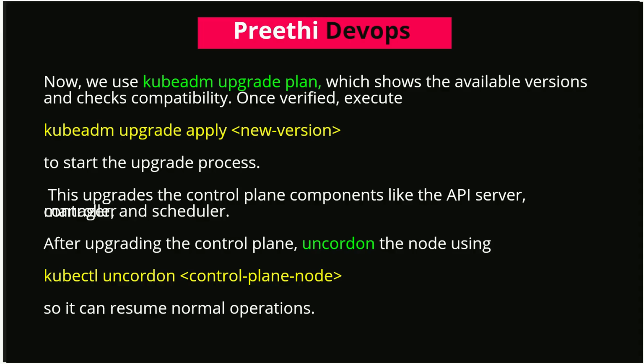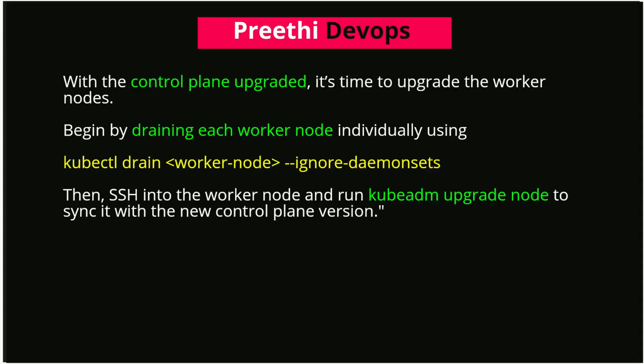Now, we use kubeadm upgrade plan, which shows the available versions and checks compatibility. Once verified, execute kubeadm upgrade apply <new-version> to start the upgrade process. This upgrades the control plane components like the API server, controller manager, and scheduler. After upgrading the control plane, uncordon the node using kubectl uncordon <control-plane-node> so it can resume normal operations.